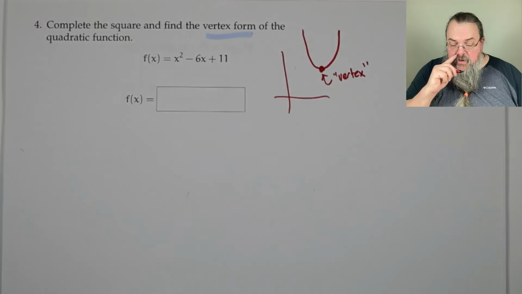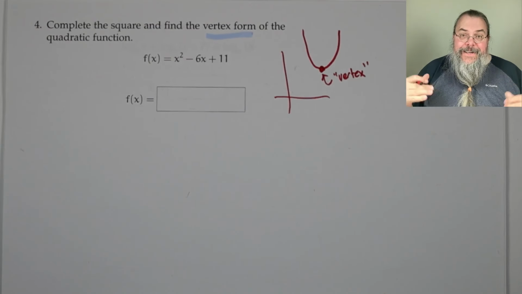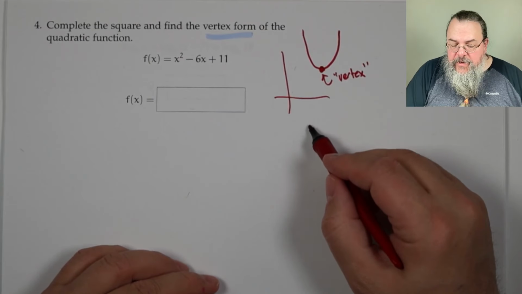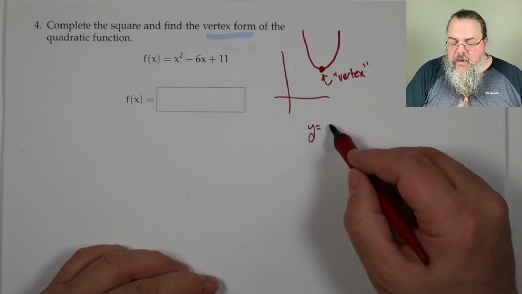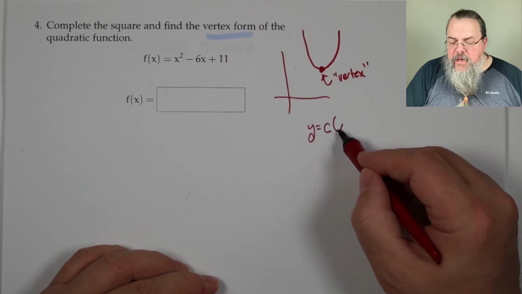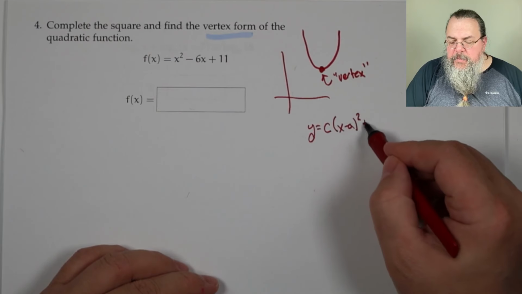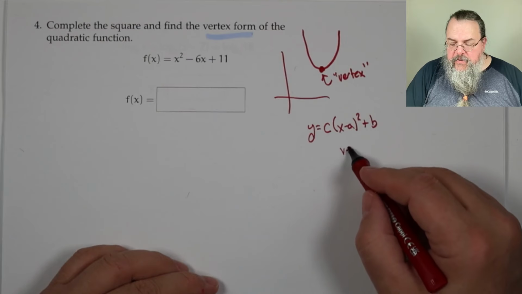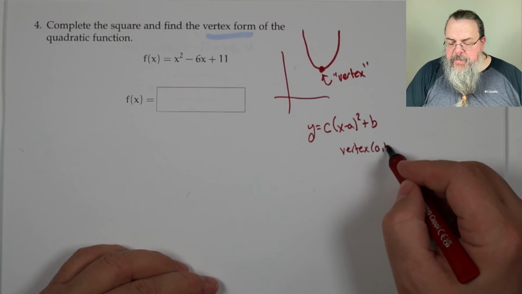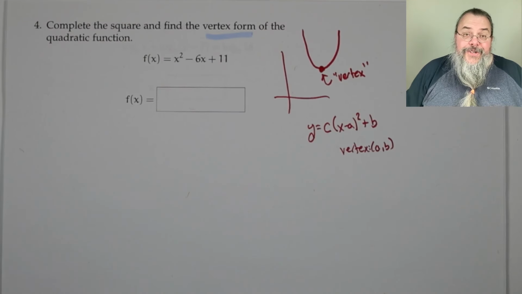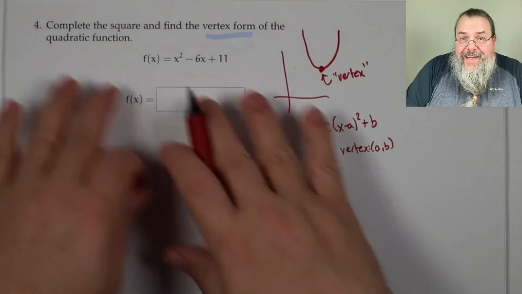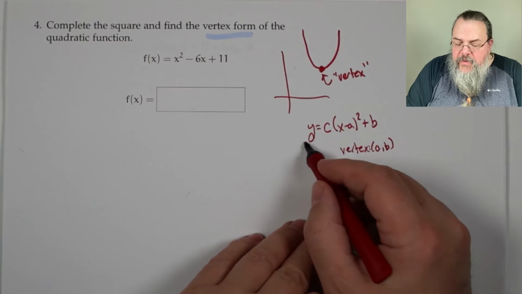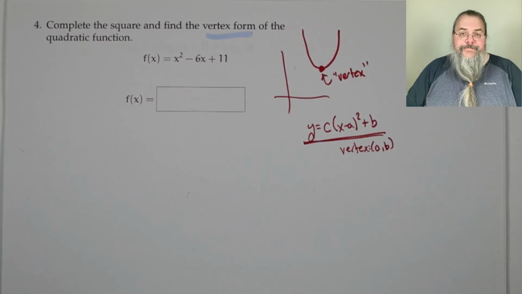So now, what's the goal? The goal is to help us identify that very easily. So vertex form says you want to have something that looks like y equals some constant c, times x minus a, squared, plus b. And what happens is that your vertex is a comma b. All right, that's the punchline. Now, for us, we don't actually need to know that the vertex is a, b. The point here is this is what's meant by vertex form.